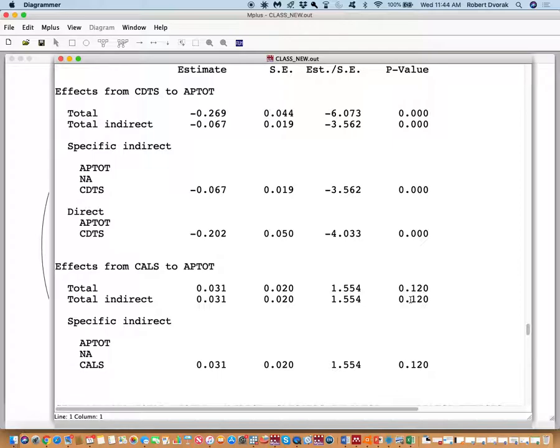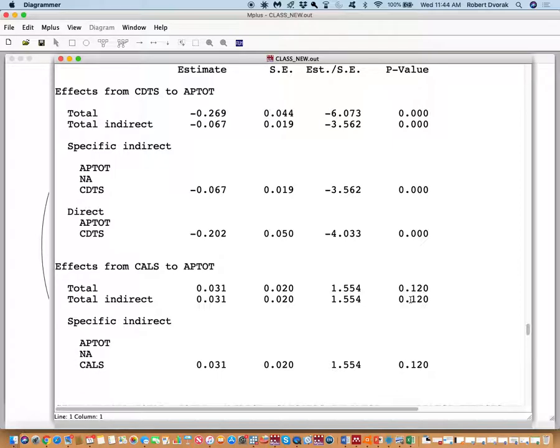Yeah, Richie, go ahead. I just want to make sure I'm on the right track. I'm used to PROCESS, so like total and total indirect, and specific indirect and direct. Yes. Go over those, what they are? Yeah, so actually it might be better if I draw it out, right?